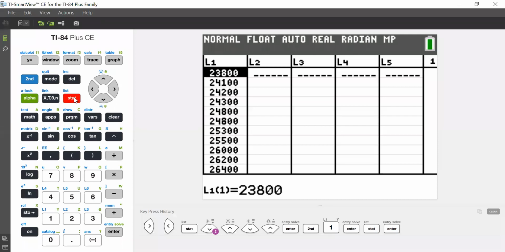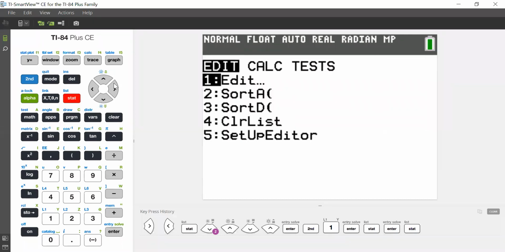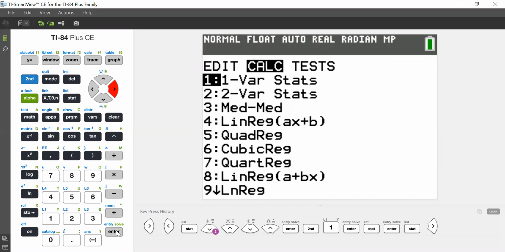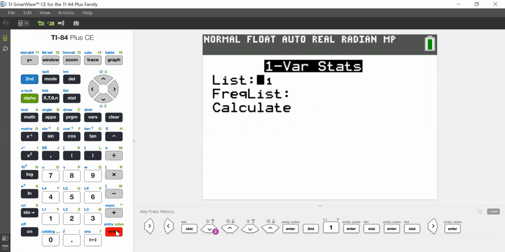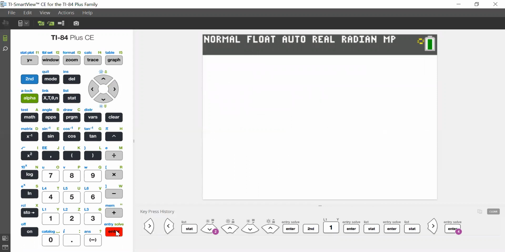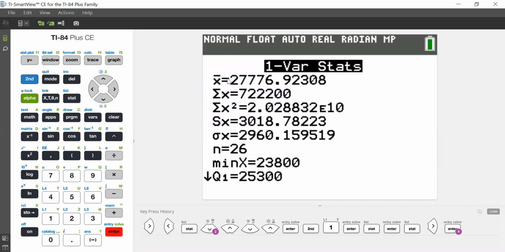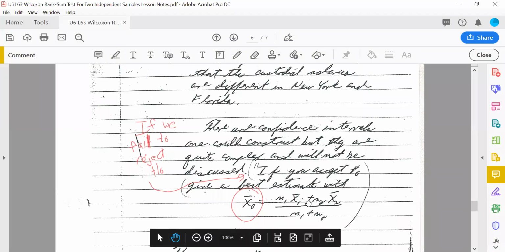because now you could just do stat. You can go to calc, and you could do 1-var stats on L1, and guess what? The x bar that's right here is the weighted average, $2,776.92. Putting all the data in L1 saves you all that time, and you don't have to do the weighted average. You could just do stat calc 1-var stats on L1 and forget all this.